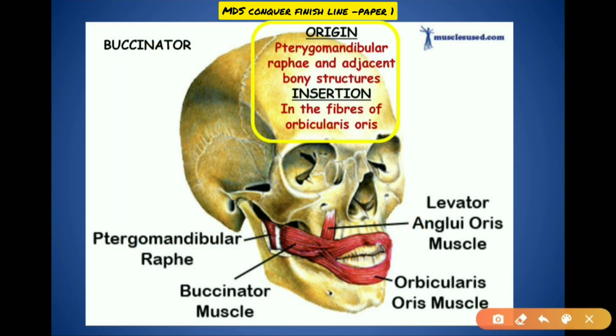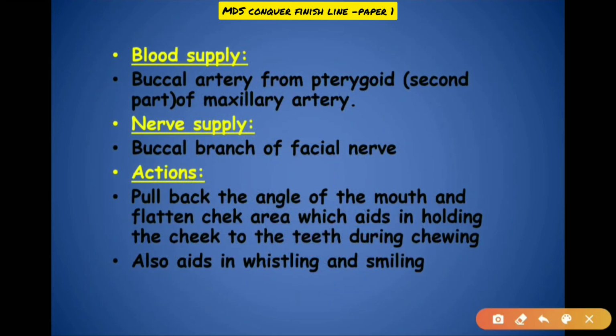Then coming to the buccinator, it will originate from the pterygomandibular raphe. So this is the pterygomandibular raphe and this is the buccinator. So it will originate from here. Whereas insertion, it will be into the fibers of the orbicularis oris. Then coming to the blood supply, it is from the buccal branch, the second part of the maxillary artery, whereas the nerve supply is the buccal branch of the facial nerve.